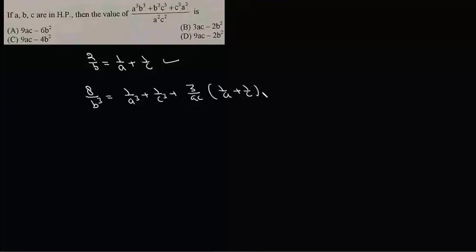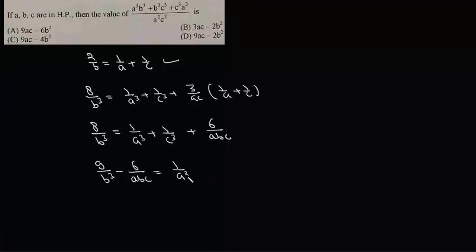Now 1 upon A plus 1 upon C is nothing but 2 upon B. So we can write 8 upon B cube equal to 1 upon A cube plus 1 upon C cube plus 6 ABC. Now what we'll do is, we'll take 6 ABC on the left hand side and we'll also add B cube both sides. So we can write 9B cube minus 6 ABC equal to 1 upon A cube plus 1 upon B cube plus 1 upon C cube.